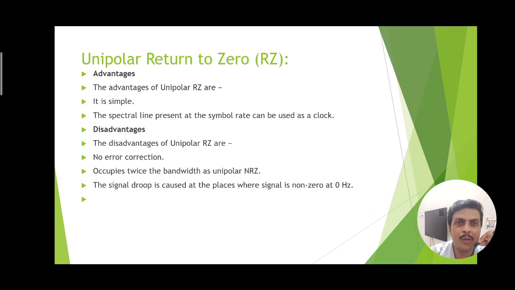Now unipolar return to zero has some advantages. It is again a simple circuit. The spectral line present at the symbol rate can be used as a clock. The disadvantages are that it has no error correction and occupies twice the bandwidth of unipolar non-return to zero. The signal drop is caused at the place where the signal is non-zero at 0 Hz.